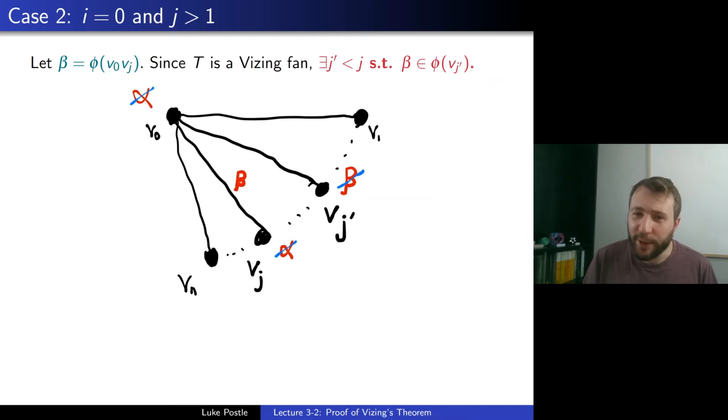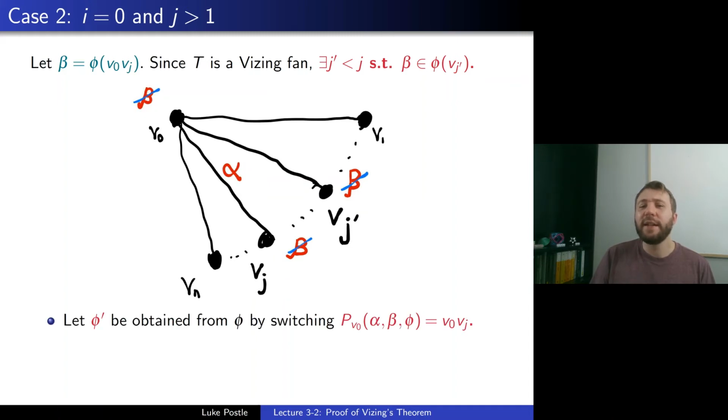So here's the depiction of that. We have alpha missing at v naught and vj. So there's beta, some other color on that edge, and that has to be missing at some earlier vj prime. So this is the situation. So maybe stop, again, pause, think for a moment. What would you do in this case? How can we make progress?